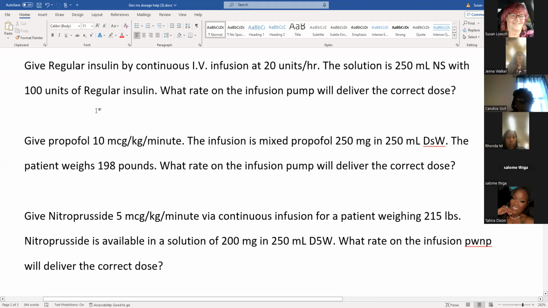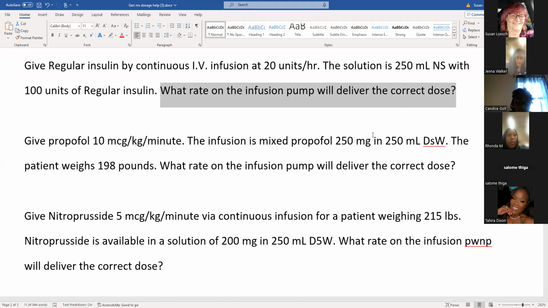Okay, here's the next one. Regular insulin. Now, what's this asking you? What rate on the infusion pump will deliver the correct dose? So what is this formula? If you're given a dose, what's the formula? I can't see the question. Yeah, it's my phone. I'm sorry.